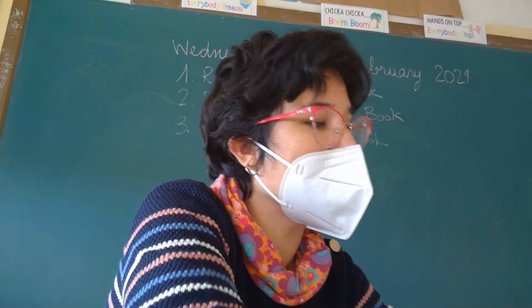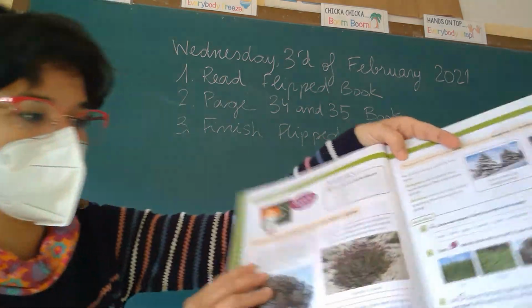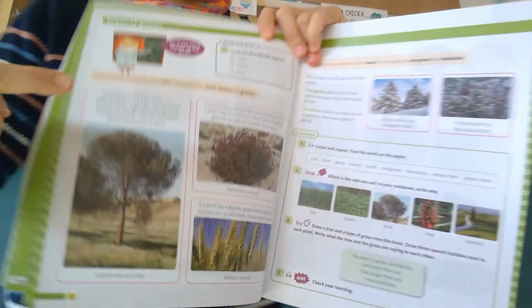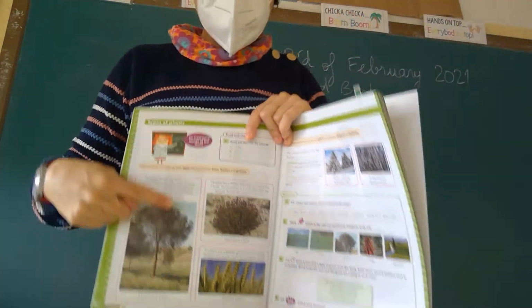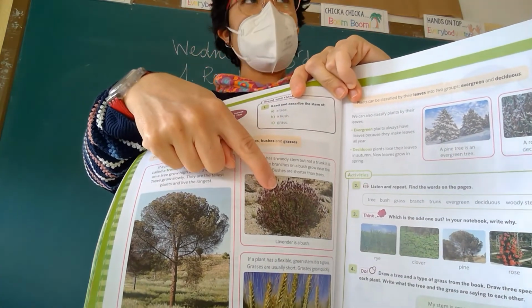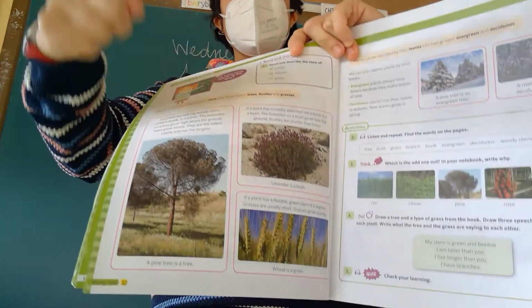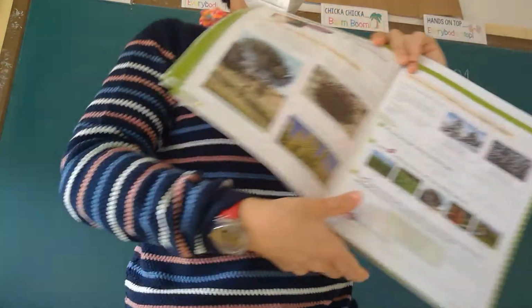So let's see if you remember. This is a tree. Repeat. This is a tree. This is a bush. And this is grass. Okay?